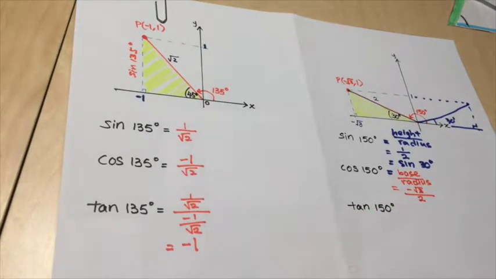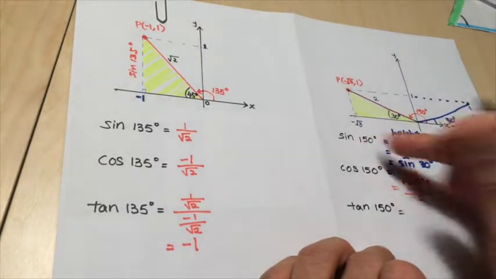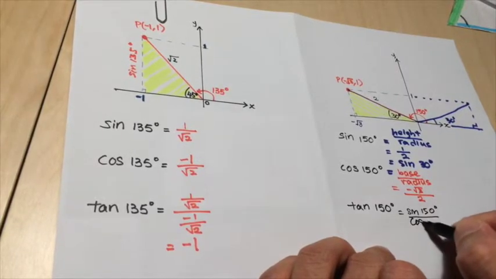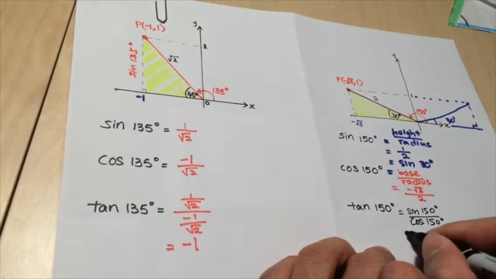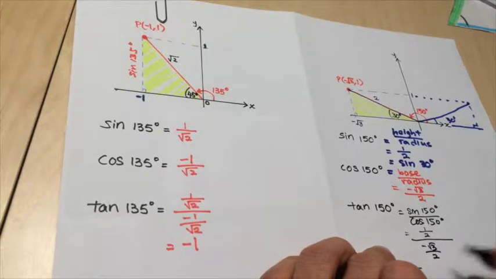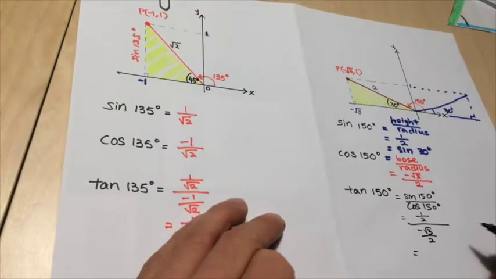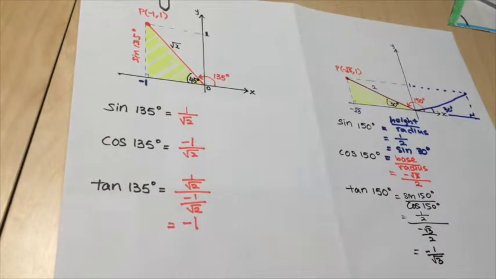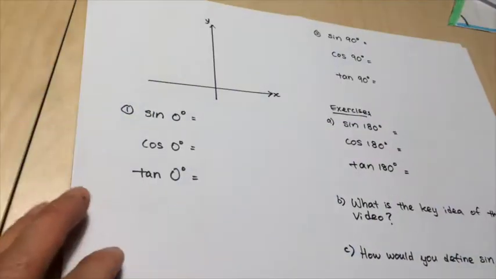How about the tangent 150 degree? Well, tangent 150 degree is sine 150 degree over cosine 150 degree. So putting everything together, 1/2 over negative square root of 3 over 2. And after simplification, this is just going to be simply -1 over square root of 3. That's the answer.